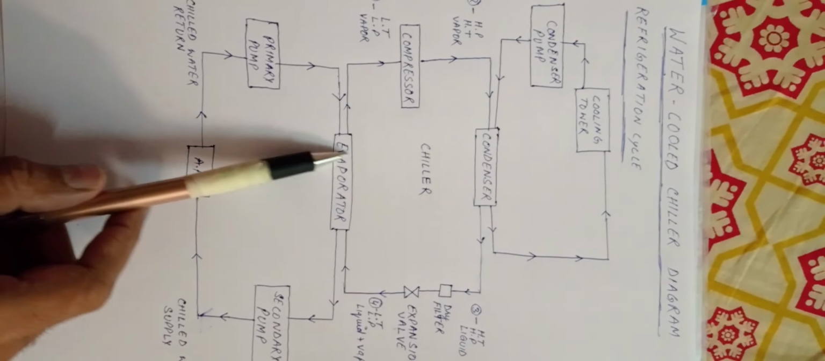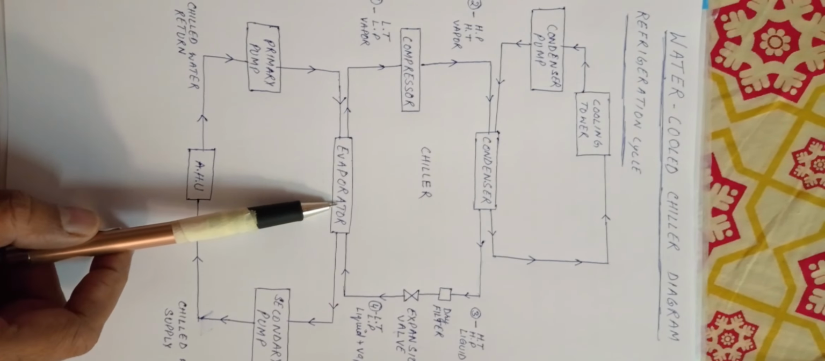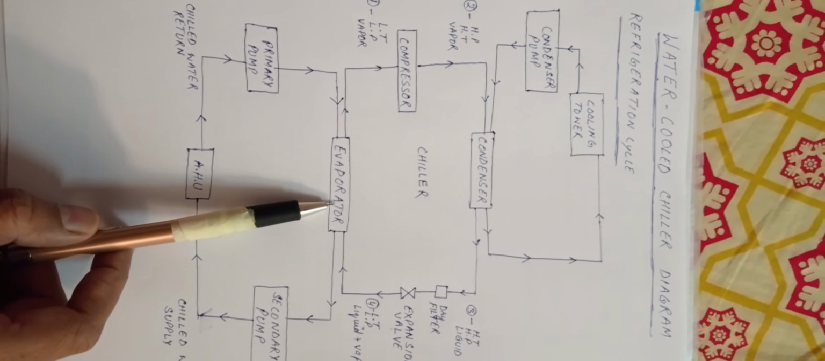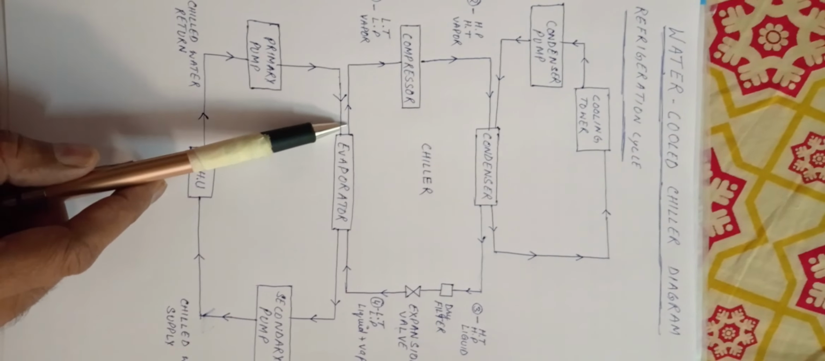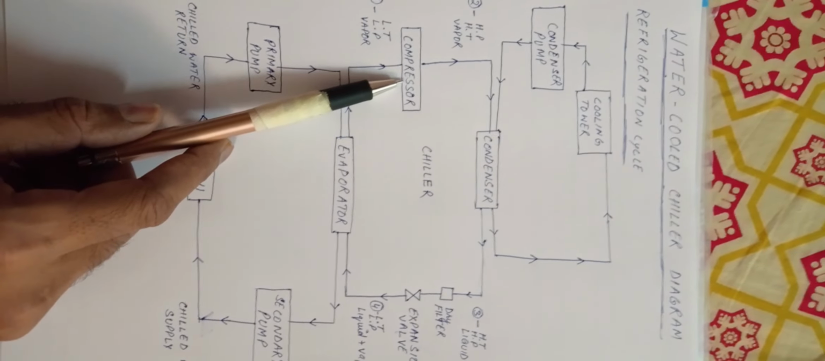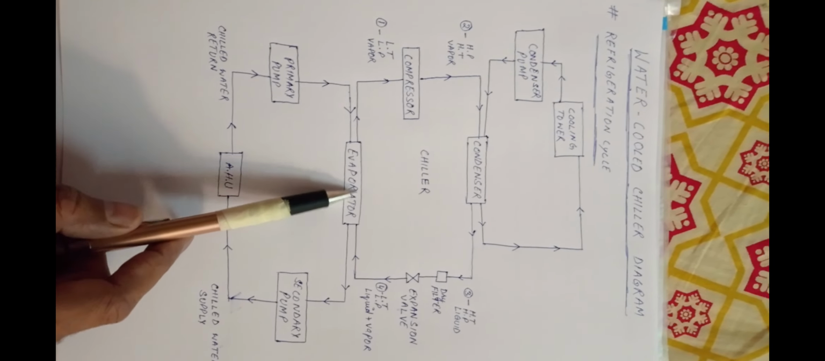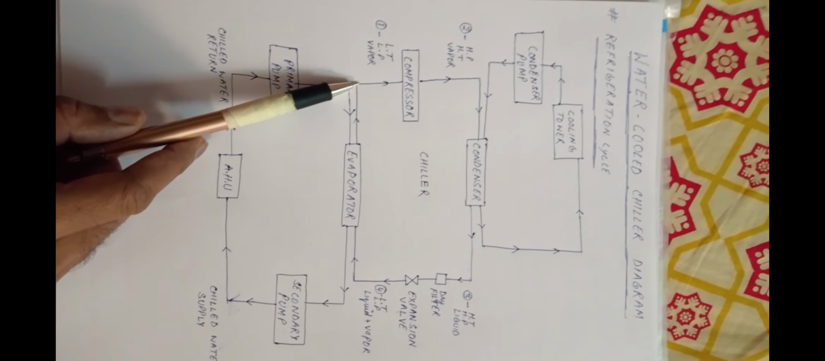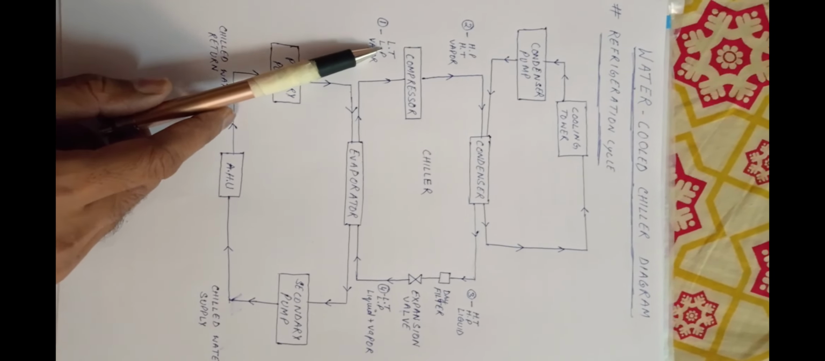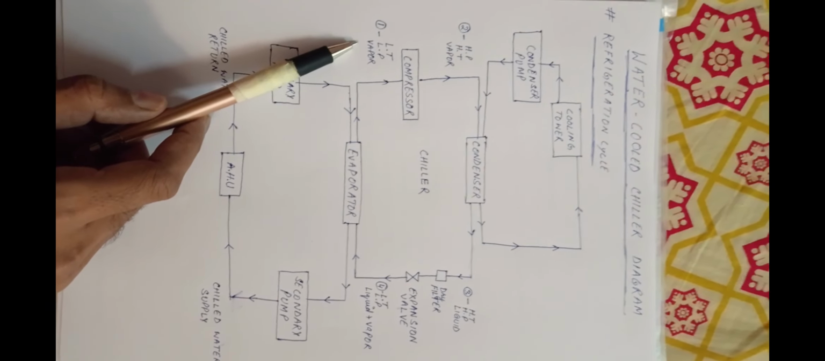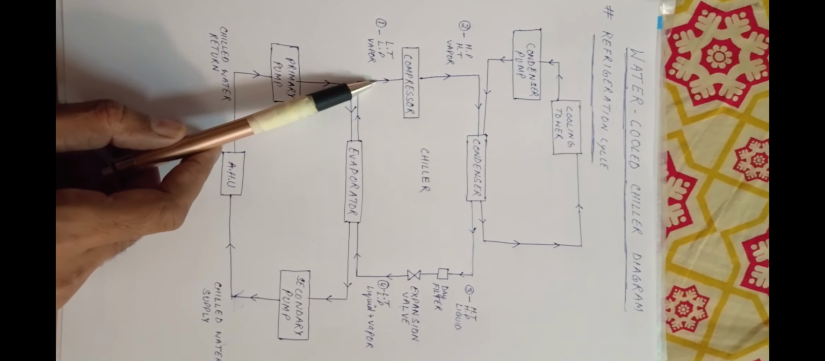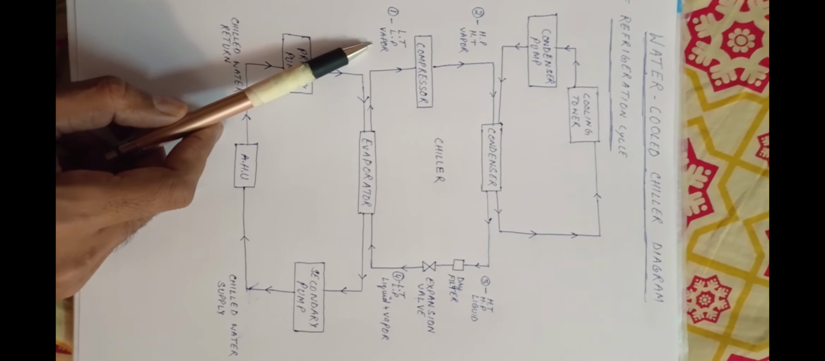So, coming to the point, the evaporator works like a room. The refrigerant coming from the evaporator to the compressor is at low temperature and low pressure, and the gas is in vapor form. So: low temperature, low pressure, and gas in the vapor form.